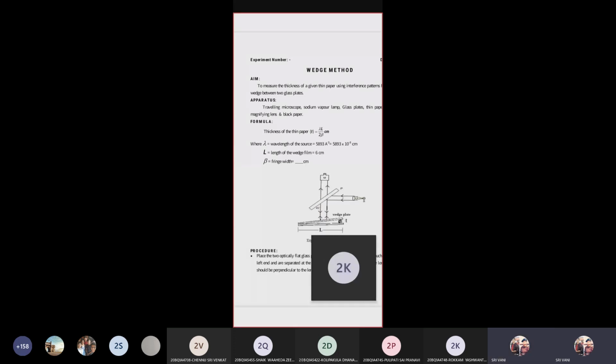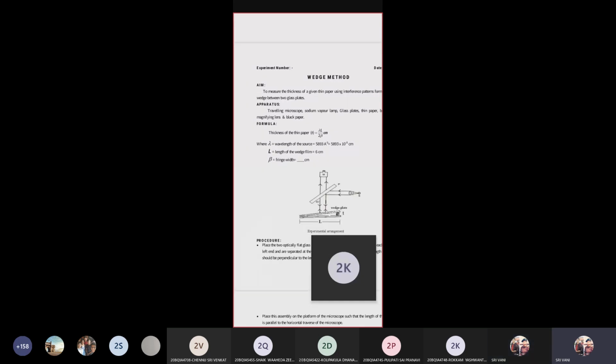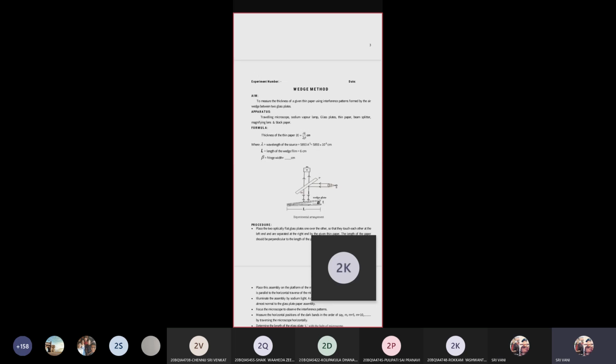ఒకసారి చూడమ్మా, మీకు స్క్రీన్ మీద వెడ్జ్ షేర్ చేస్తాం, కనిపిస్తుందా? హలో, కనిపిస్తుందా? ఓకే, చూడండి.